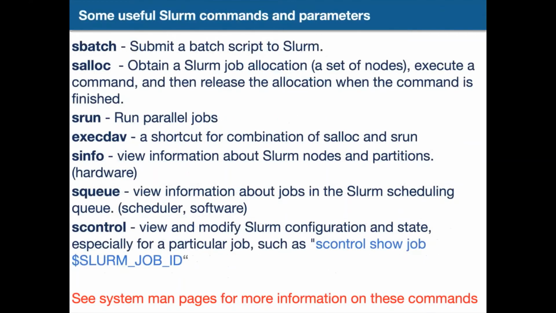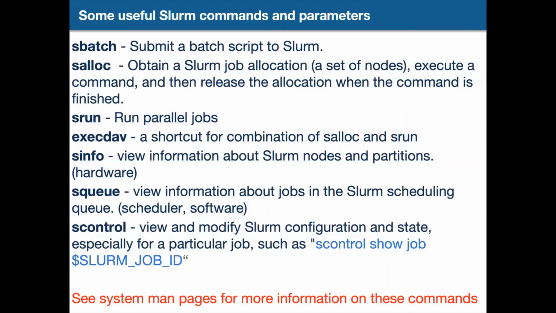So here are some more useful Slurm commands and parameters. sbatch submits a batch script to Slurm. salloc obtains a Slurm job allocation. And srun runs parallel jobs. So if you submit a job script by sbatch, in the background the system will finish the salloc and srun procedures for you. And the next one is execcasper, which is a shortcut for a combination of salloc and srun.